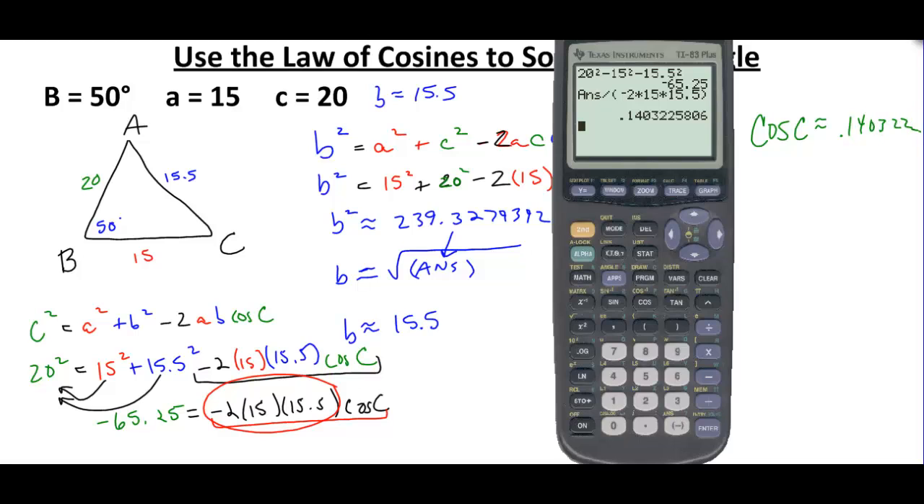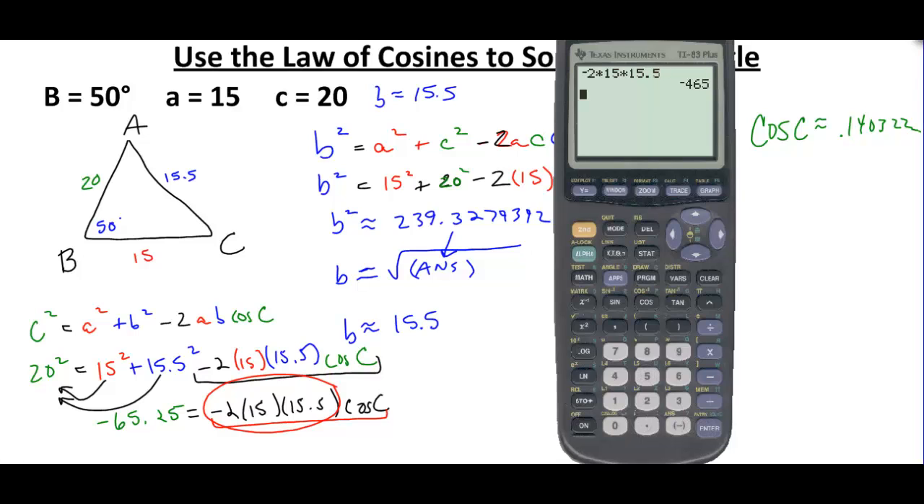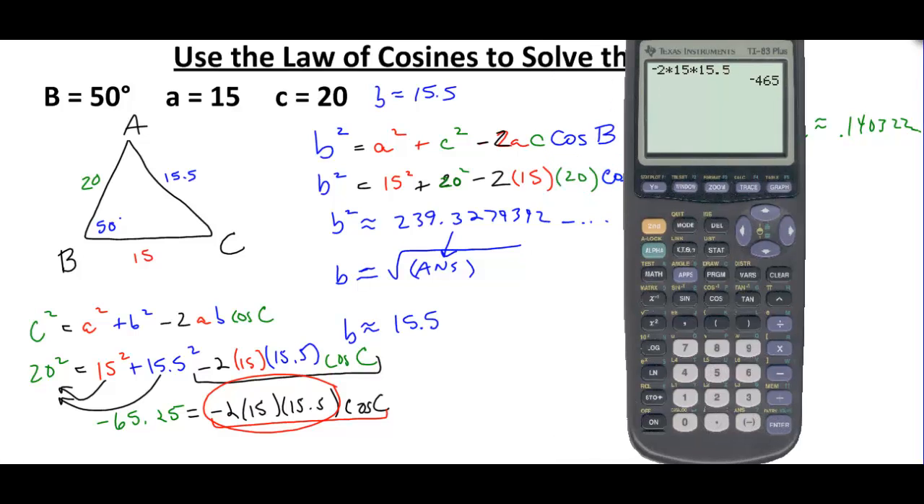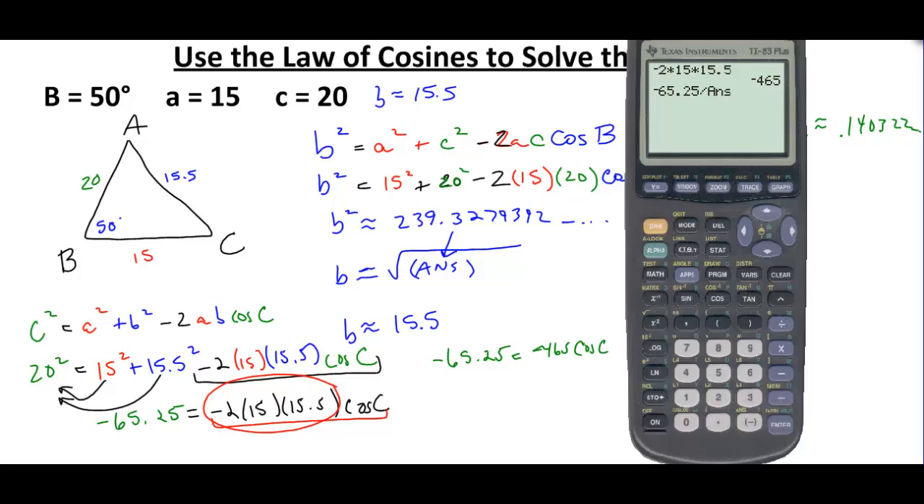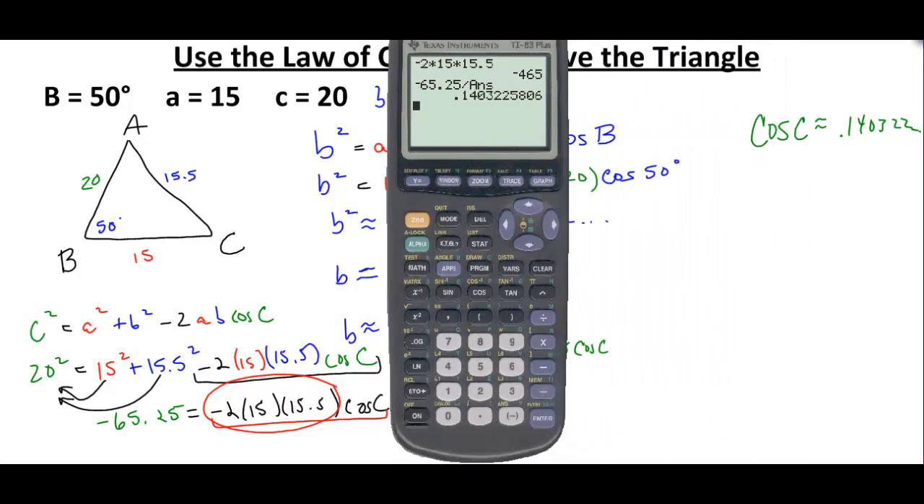So let me show you the other way you could have done this. I could have typed in negative 2 times 15 times 15.5 and got negative 465. So I could have written my equation as negative 65.25 equals negative 465 cosine of c. Then I could have done negative 65.25 divided by my answer, or retyped it in, and you get the same thing. Whichever way is going to keep you from making mistakes is what I suggest you do.